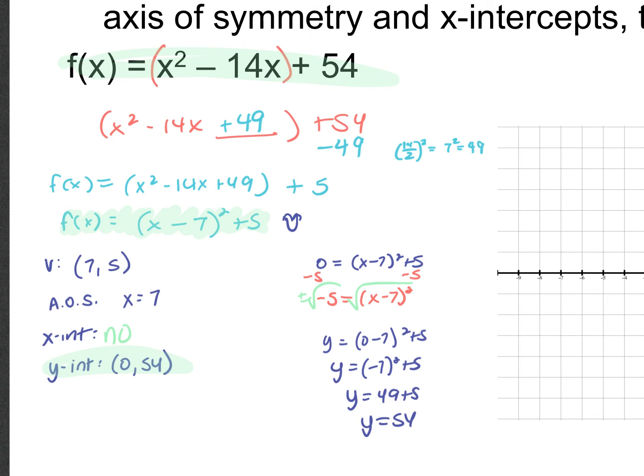Why is the vertex not negative 7? It's the opposite of what's inside the parentheses. But the outside stays the same. Outside stays the same. Okay.